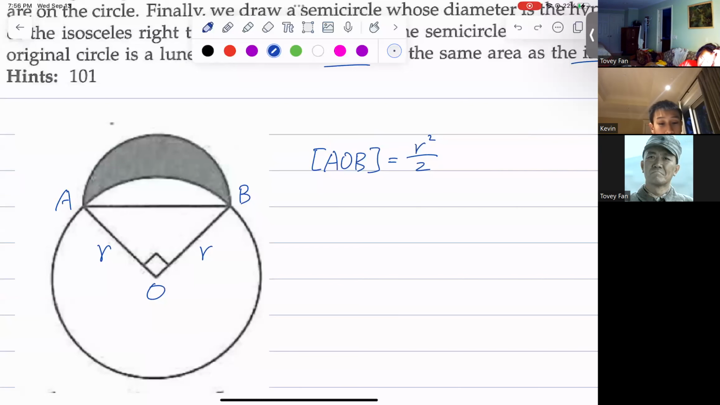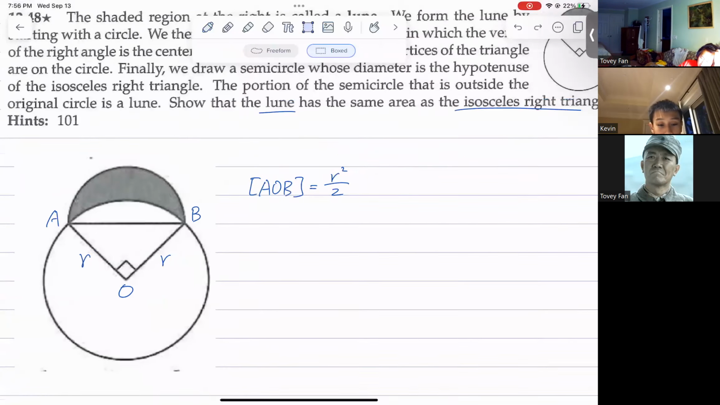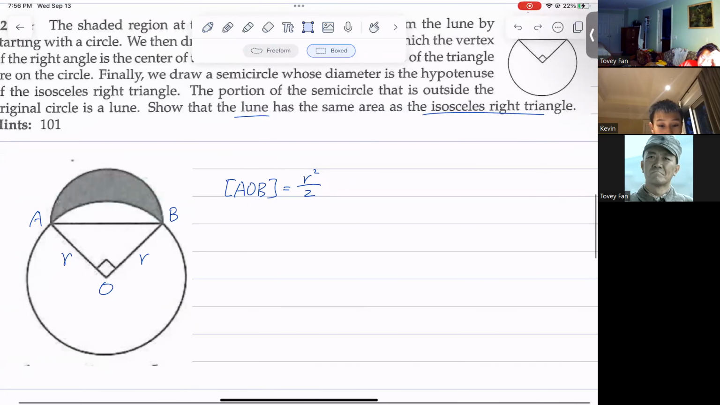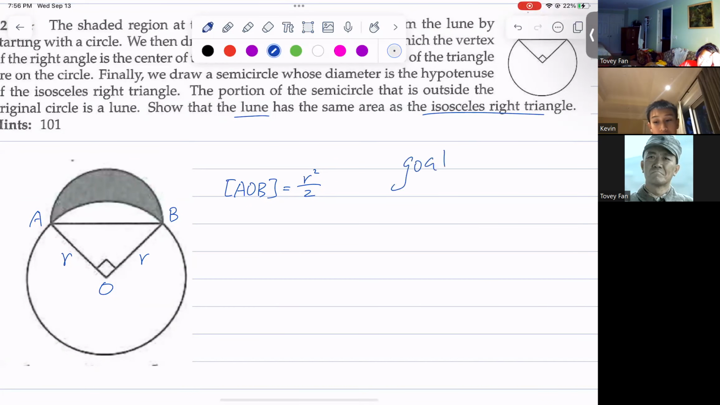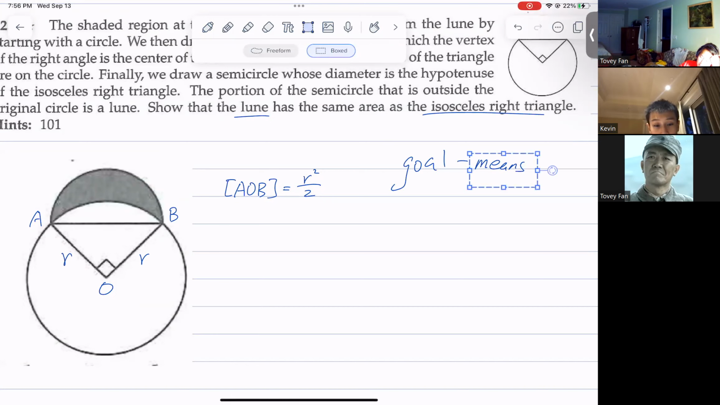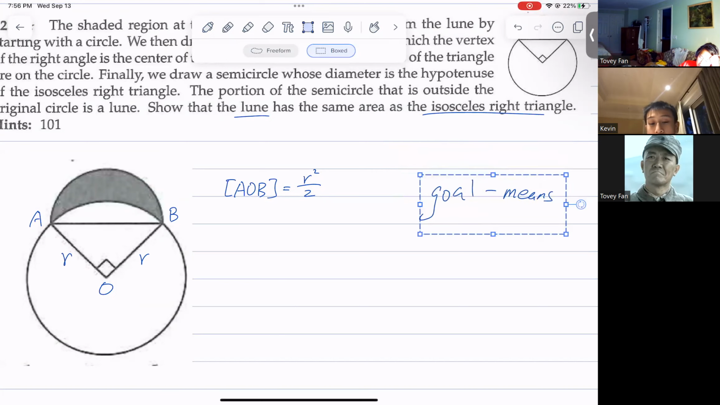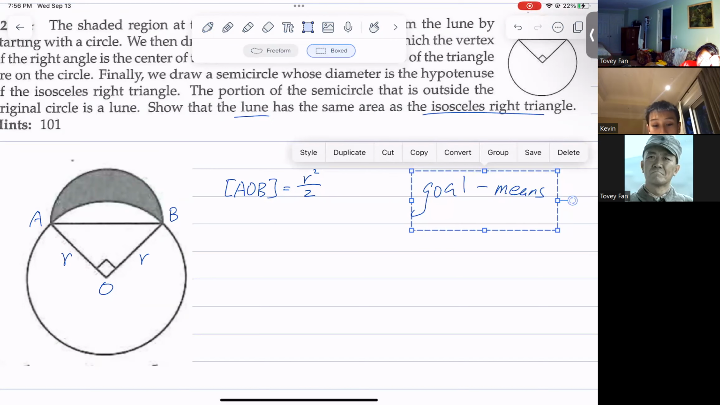All right, Kevin. I think when we are discussing a question in the future, I want to do this: goal means analysis. Basically, you tell me what your goal is and what the means are to get to that goal. Tell me the way. So I want two things: what do you want and how do you get it?